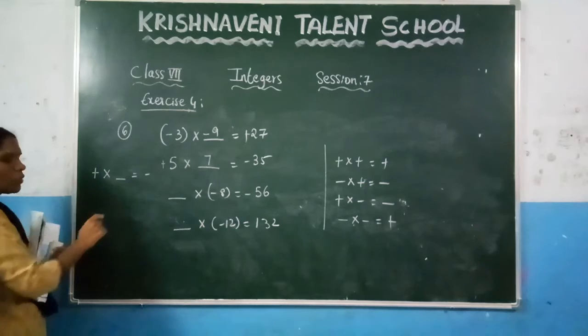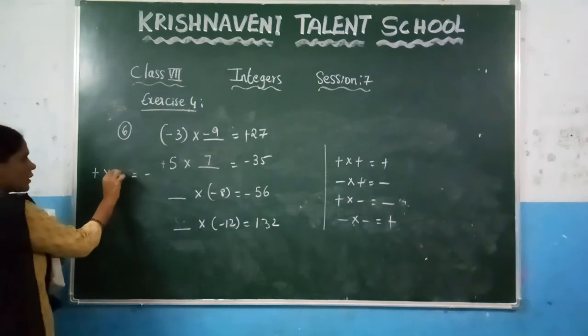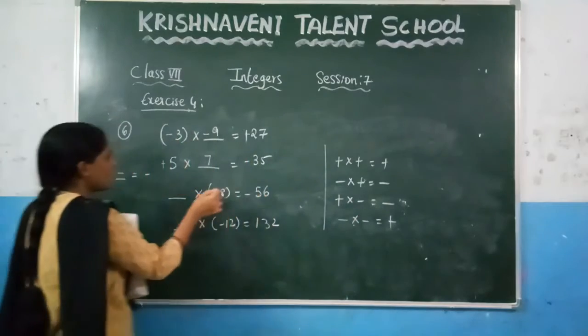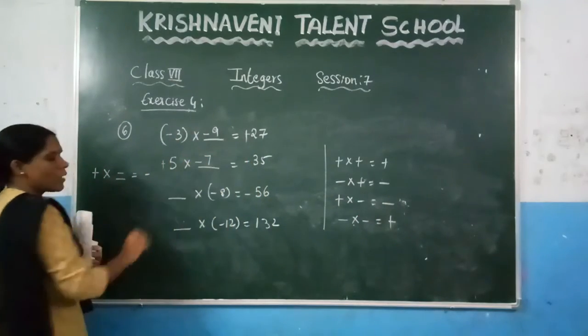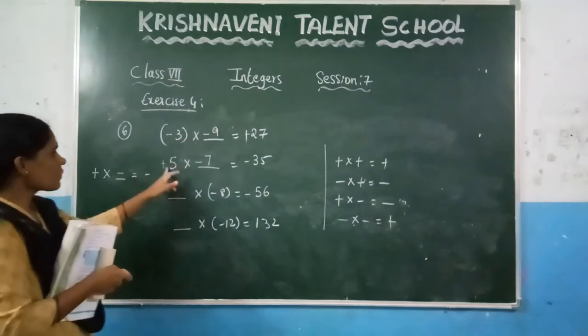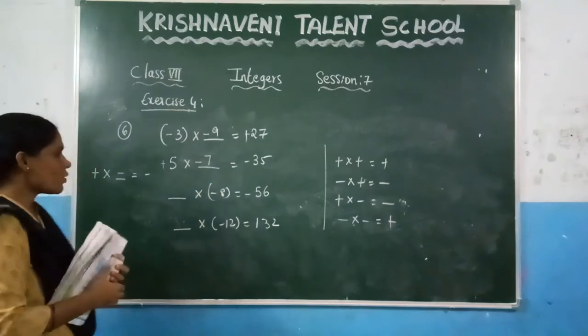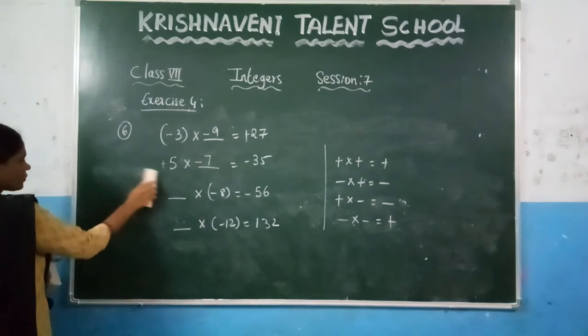Now which symbol do you need to keep here, which is nothing but minus. You know that plus into minus is minus. So here you need to keep the symbol minus. You can check it here. 5 7s are 35. Plus into minus is minus. Now see the third question.